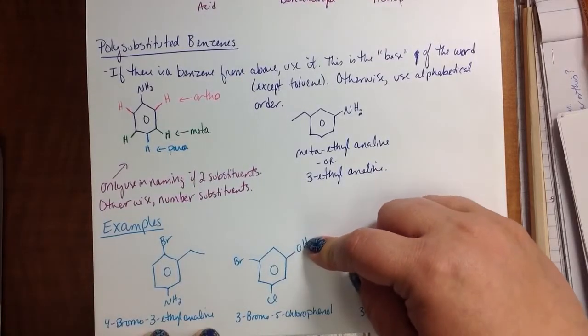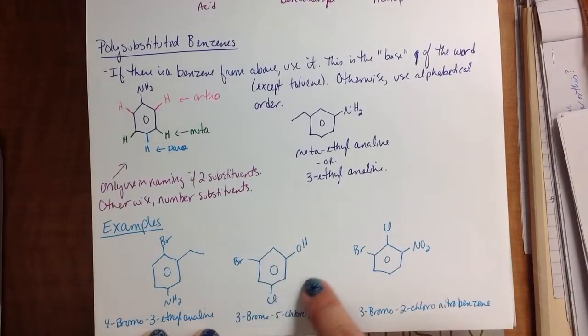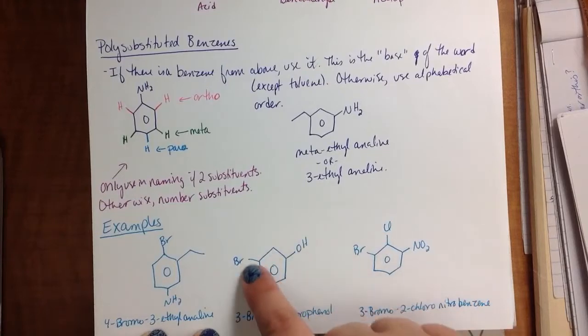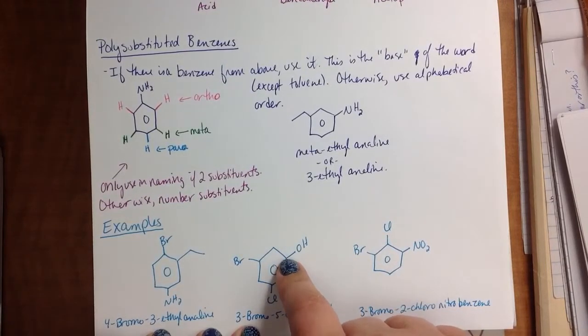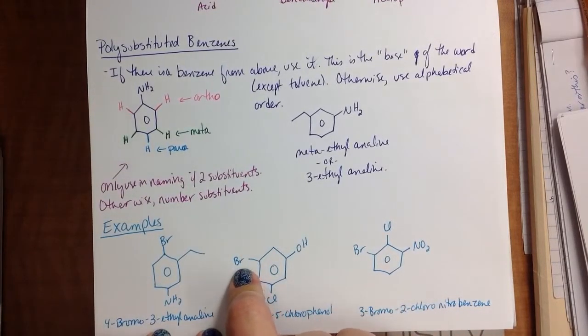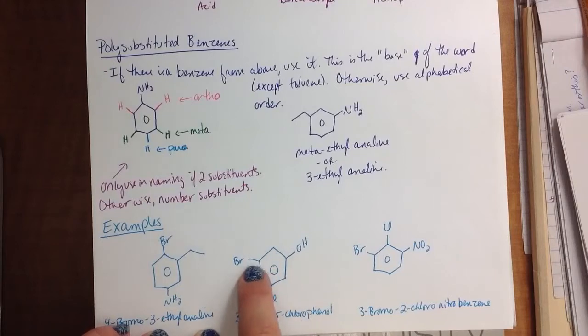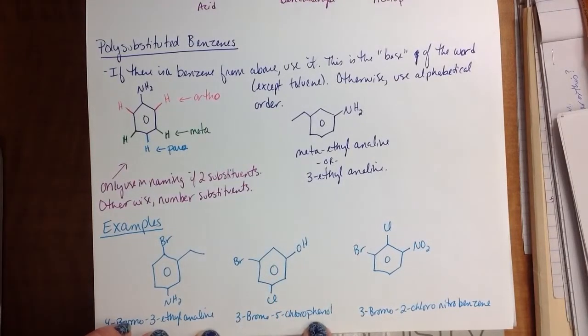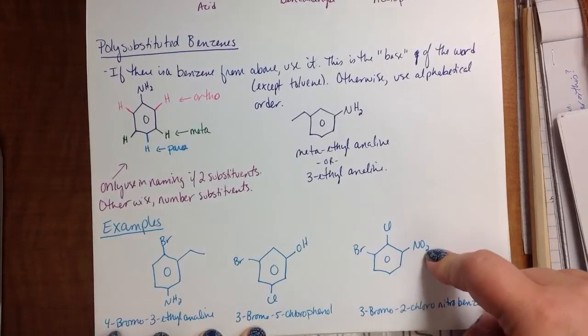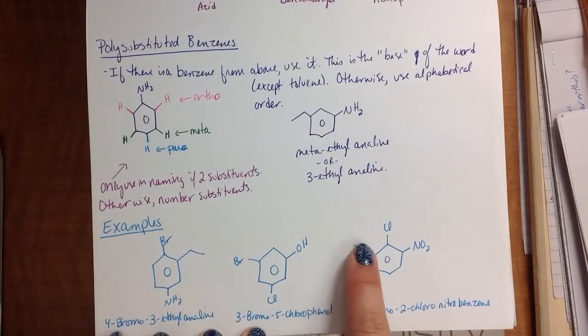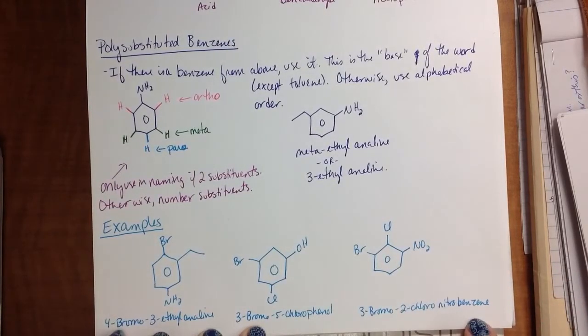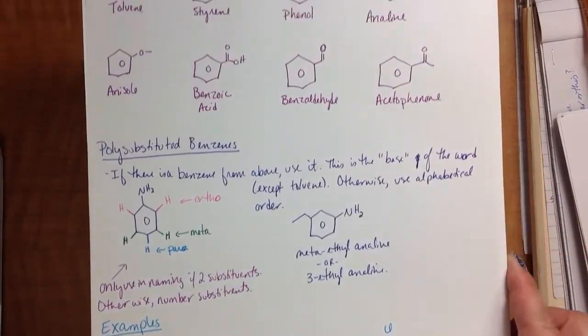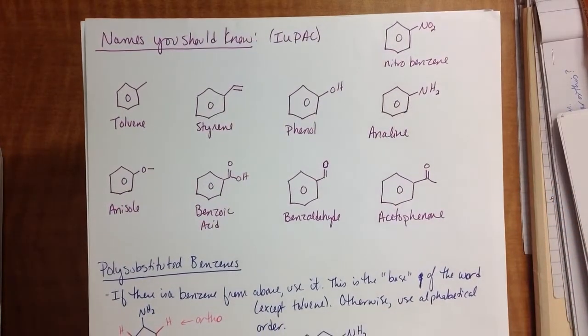Now in this case, phenol is the root of our name. And we have a choice if we're going to go to bromine or chlorine first. Well, bromine wins because it's higher in the alphabet. So that means it's 3-bromo, 5-chlorophenol. This guy would be 3-bromo, 2-chloro, nitrobenzene. Good. So now we know how to name these things a little bit.